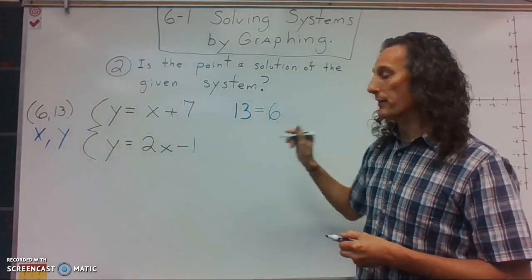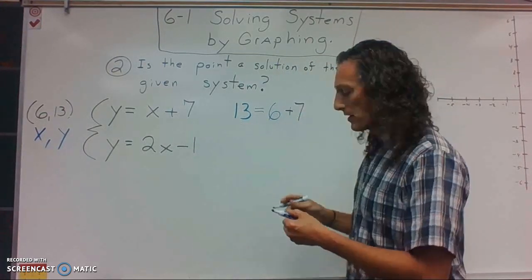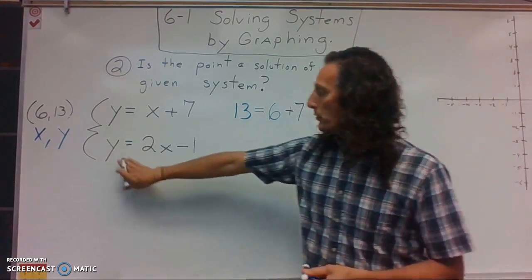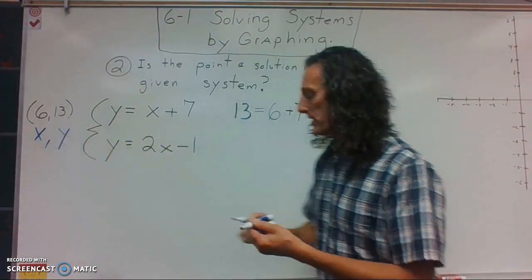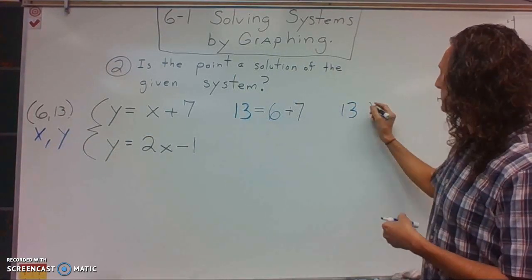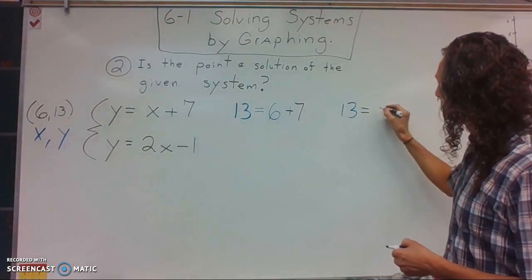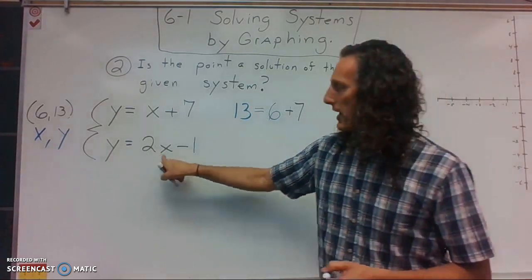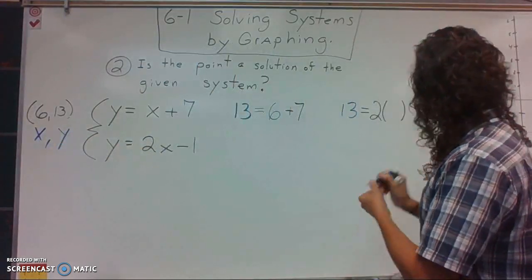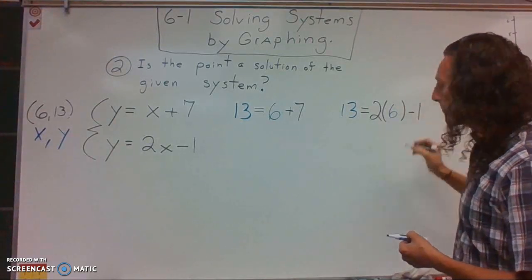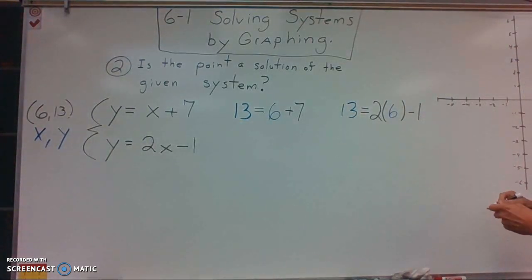And then plus 7. I'll go ahead and do the other equation right next to it, since we're doing this a little bit quicker. So again, on the second one, we got y. There's my 13. I'm going to write that over here. Put my equal sign. Put my 2. And then again, this means times x, so x is 6. And then it says minus 1. All right, so hopefully you can see both of those. And now we're going to go ahead and solve.